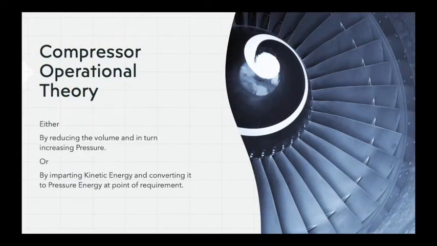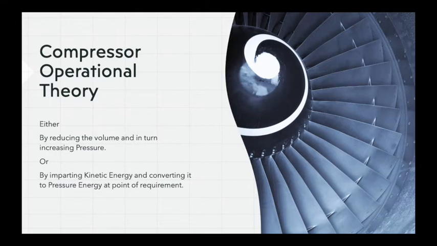Before I move on to explain the different types of compressors, I need you to understand the in-principle difference between the two major categories of compressors, which are positive displacement compressors and dynamic compressors. And for that, you must be clear with the concept of compressor operational theory. There are basically two ways of compressing any gas particle.